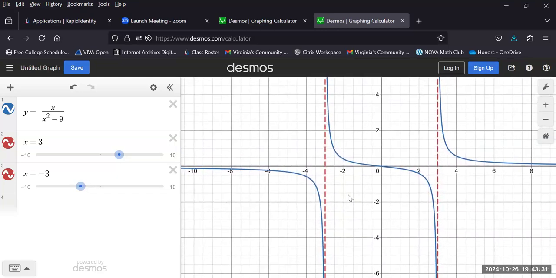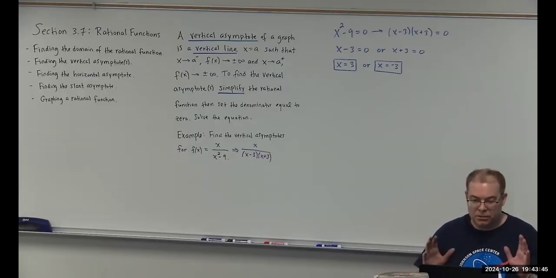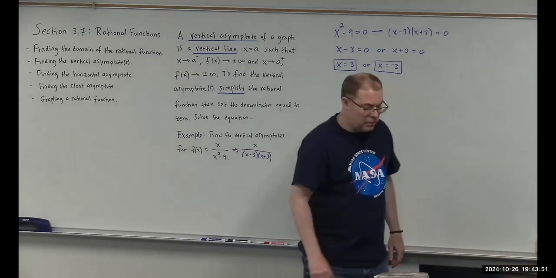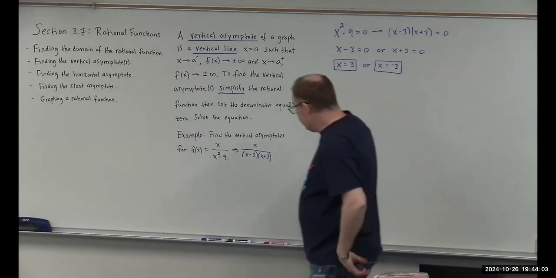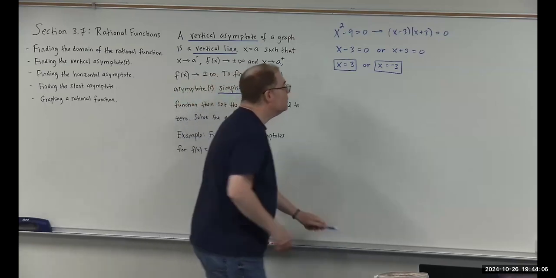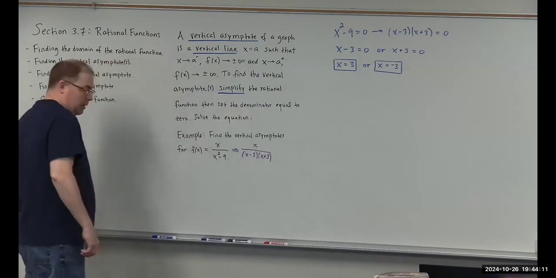Something to keep in mind is that the function will never cross its vertical asymptote. Functions never touch the vertical asymptotes. Okay, so we found our vertical asymptotes. Let's look at another example.